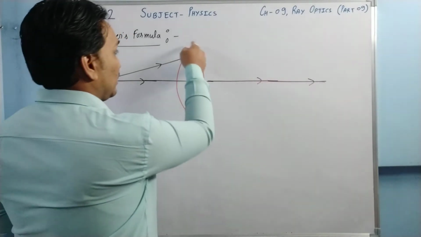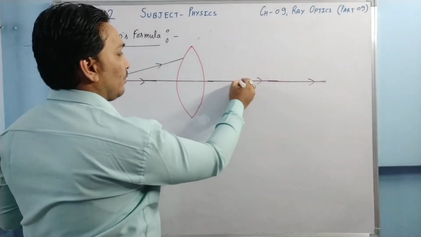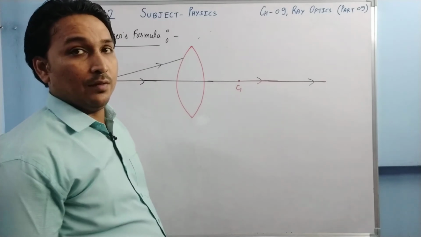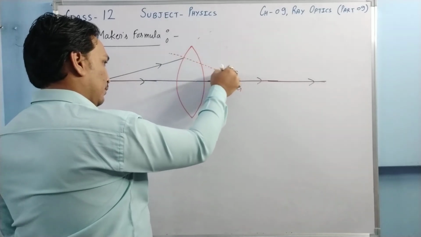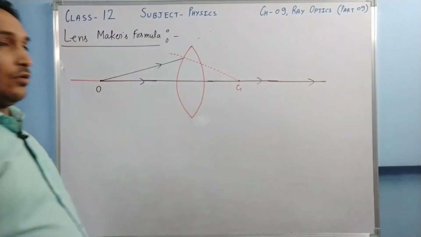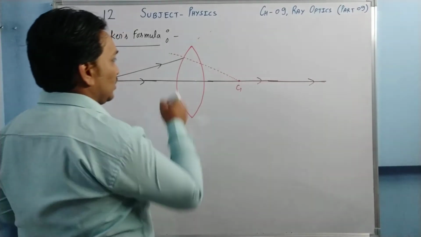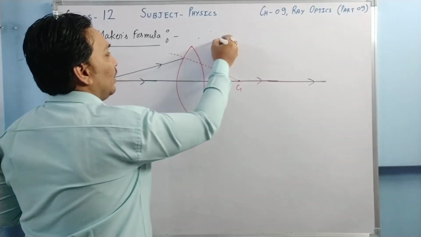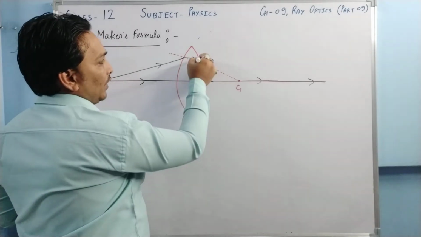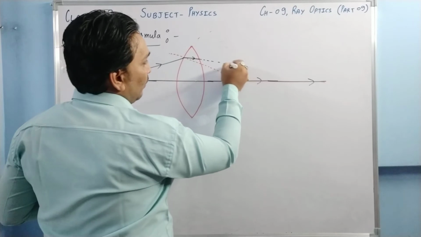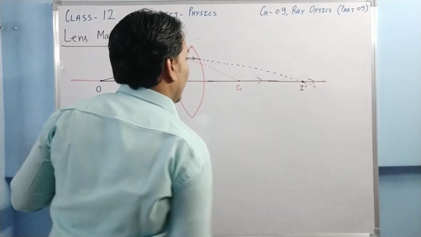For this surface, the sphere will be completed something like this. The center will be somewhere here. So this is your center of curvature C1 for this surface. So the normal will be drawn like this. So this is going to act as the normal. So the ray of light, what happens? The ray of light will bend. This is the original path of the ray. It will bend towards the normal. So the ray of light will bend like this. When we extend this ray, it will cut the principal axis at this point. Let this point be I dash.